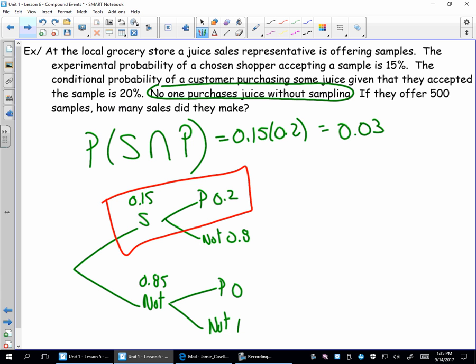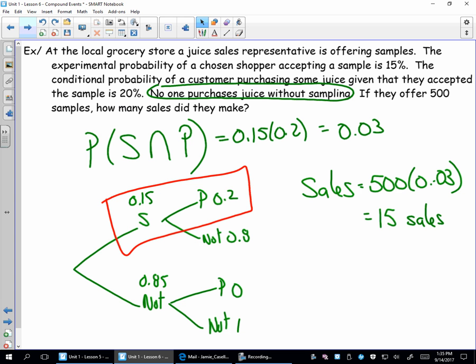The question wasn't what the probability, though. It says how many sales do they make. So our sales, there's 500 samples. 3% of those people accepted it. Oops, 0.03. So we end up with 15 sales. Okay, not very much.